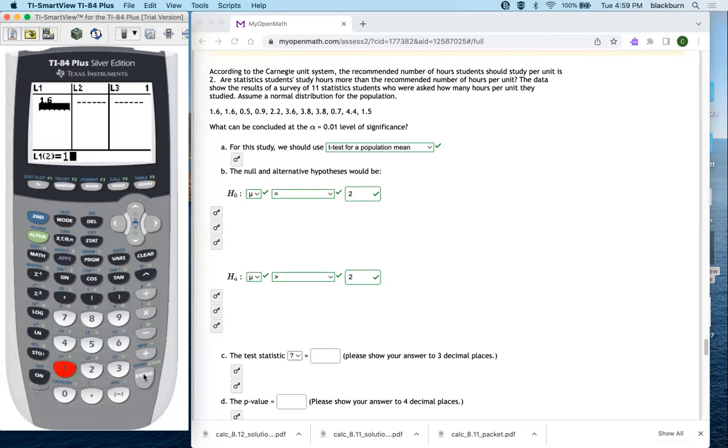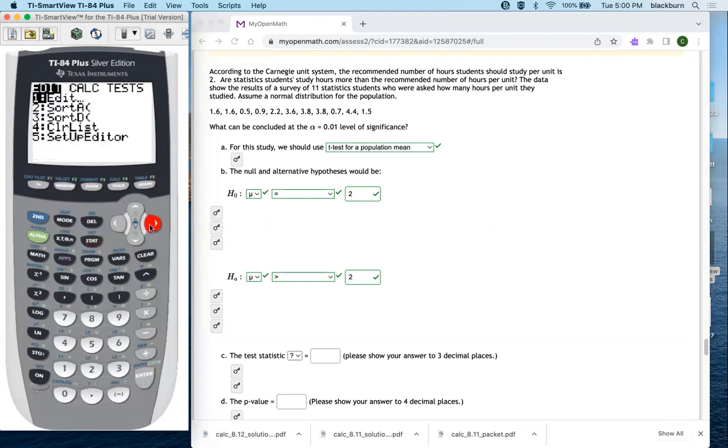So 1.6, 1.6, 0.5, 0.9, 2.2, 3.6, 3.8, 3.8, 0.7, 4.4, and 1.5. So I put those in, and now I have my data in there. And so here's how we use that data to calculate the rest of the stuff.